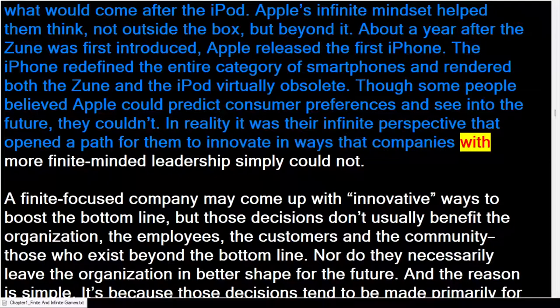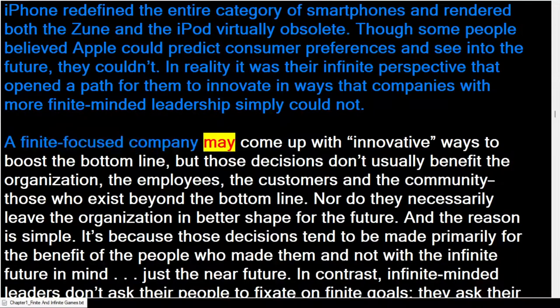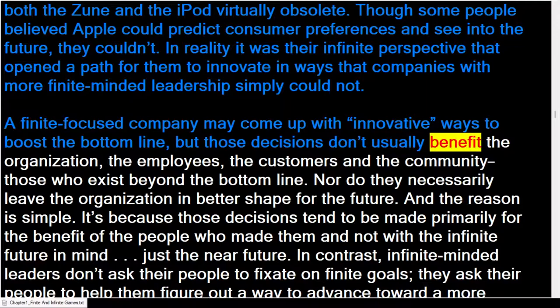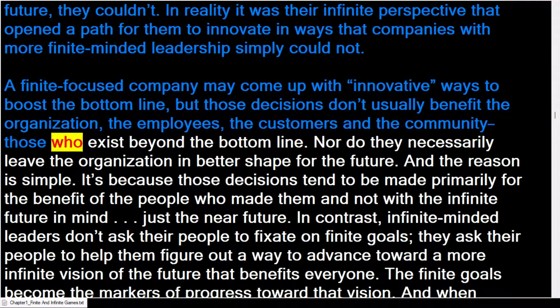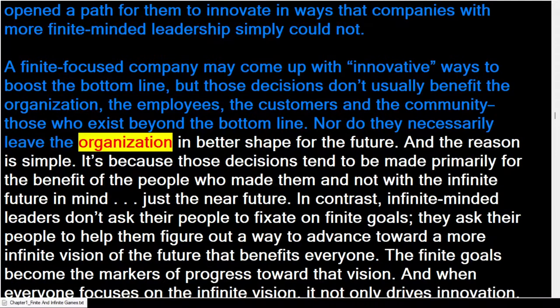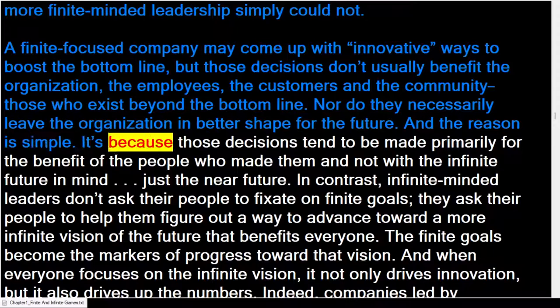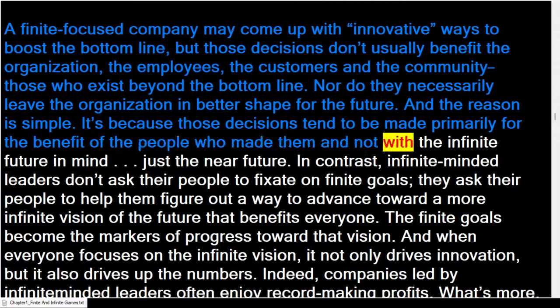A finite-focused company may come up with innovative ways to boost the bottom line, but those decisions don't usually benefit the organization, the employees, the customers, and the community, those who exist beyond the bottom line. Nor do they necessarily leave the organization in better shape for the future. And the reason is simple. It's because those decisions tend to be made primarily for the benefit of the people who made them and not with the infinite future in mind.